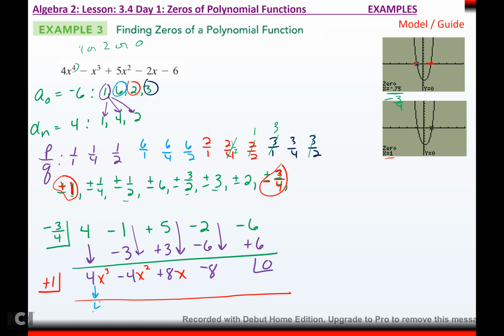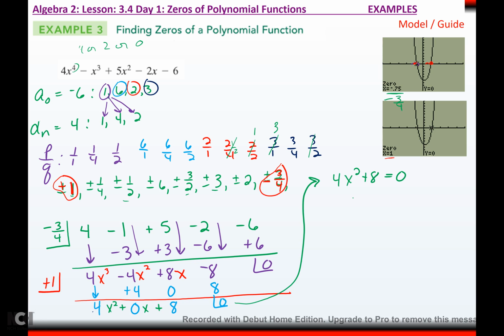4 comes out, times 1 brings back 4, comes out 0, brings back 0, comes out 8, brings back 8, comes out 0. That, my friends, has now dropped me from a third degree down to a second degree. And now I can use my quadratic techniques. What's left, I don't have to write the 0x, is 4x squared plus 8. Set that to 0 and solve it.